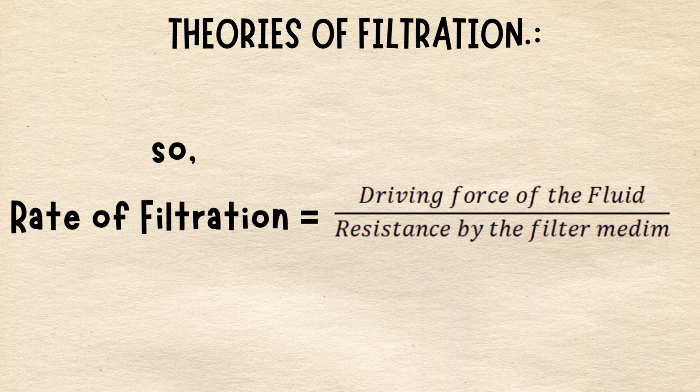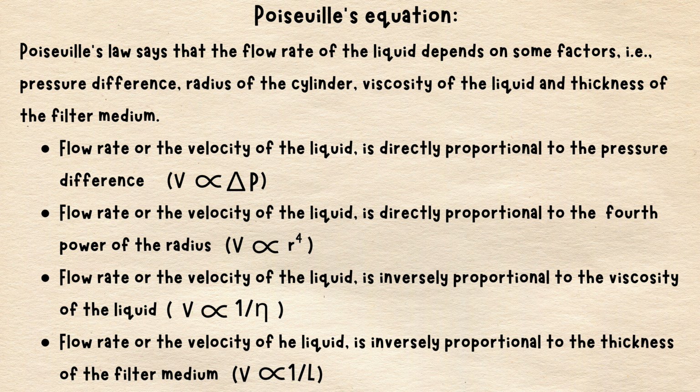If the driving force of the fluid increases, the rate of filtration will also increase. And if the resistance of the filter medium increases, the rate of filtration will decrease. So we can say that rate of filtration equals the driving force of the liquid divided by the resistance of the filter medium. Now let's discuss Poiseuille's equation. Poiseuille's law says that the flow rate of the liquid depends on some factors: pressure difference, radius of the cylinder, viscosity of the liquid and thickness of the filter medium.